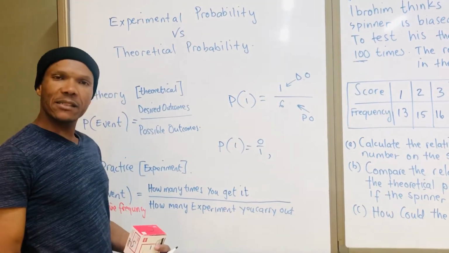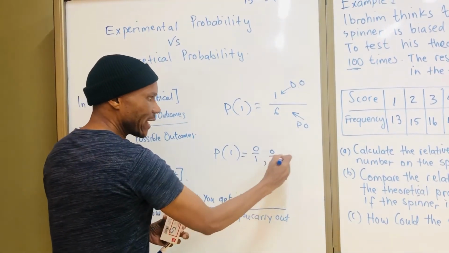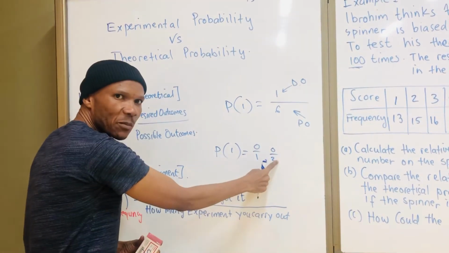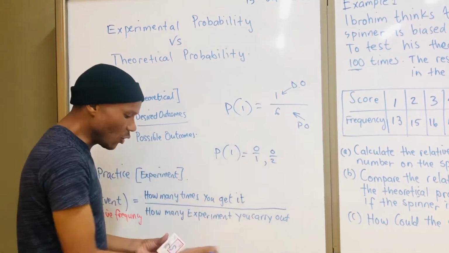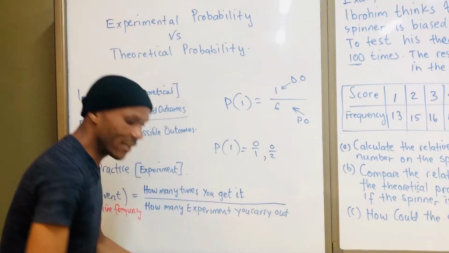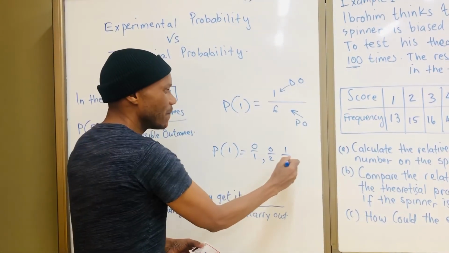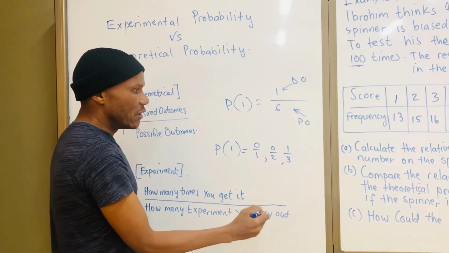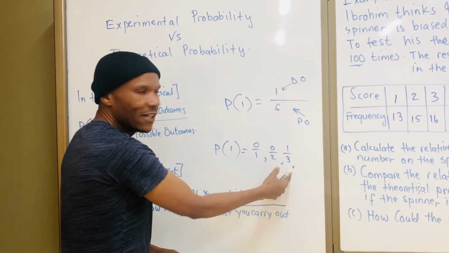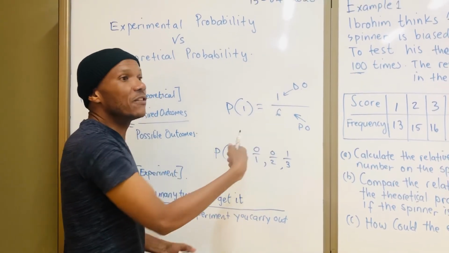I got a 6. I didn't get a 1. Got a 6. So still I didn't get it. And now it's out of 2, the number of experiments. Did I get it? No, I didn't get it. And now, I get a 1. I have a 1 now. So I have 1, but how many times? It's 3.